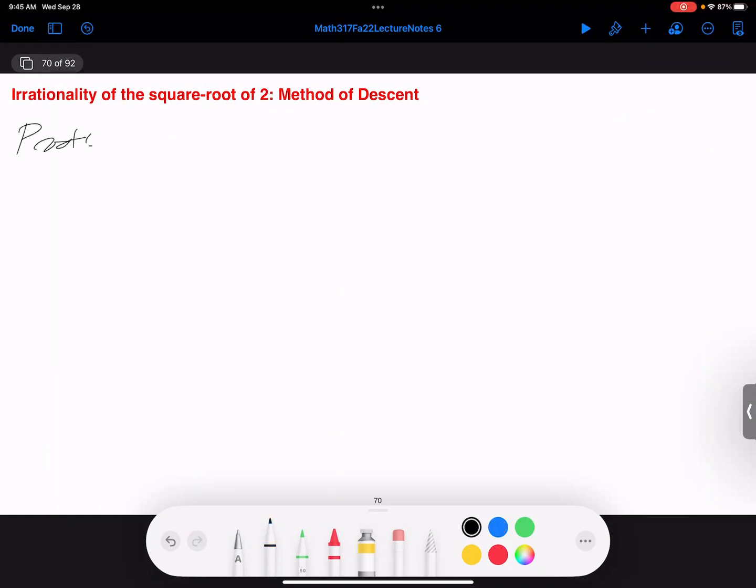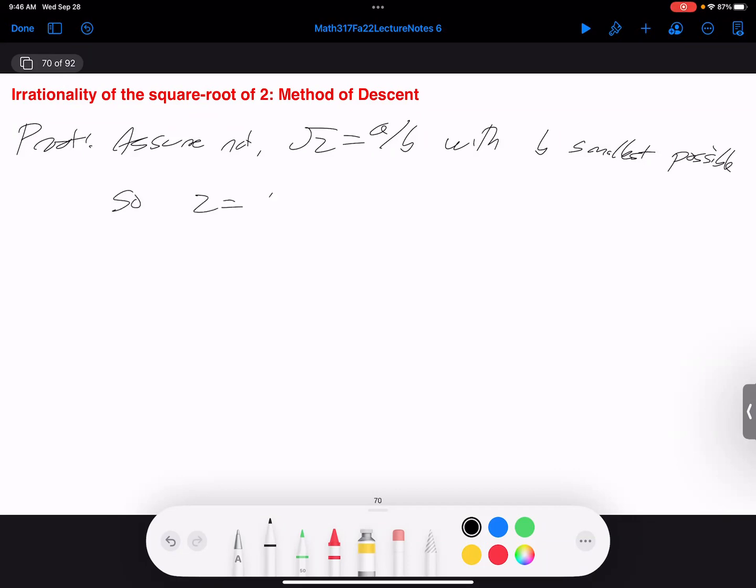So proof, assume not. Say the square root of 2 equals a over b with b smallest possible. So we will assume that there is no fraction with smaller b. Well, it's clear that if there's multiple ways of writing the square root of 2 as a ratio of integers, there's going to clearly be one with the smallest denominator. So if we square, we get 2 equals a squared over b squared, so 2b squared equals a squared.